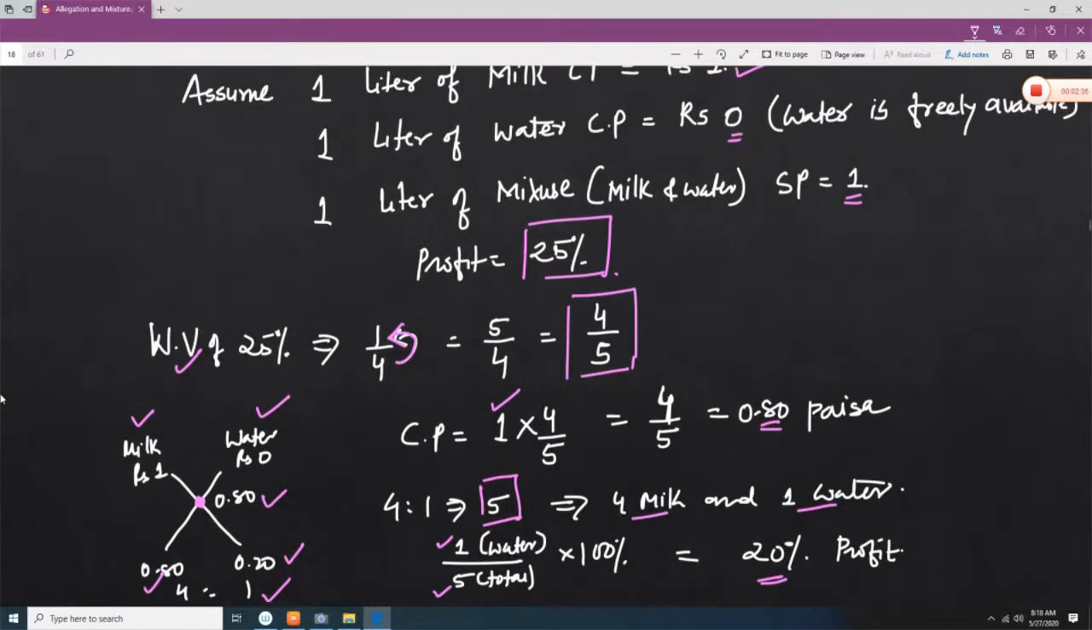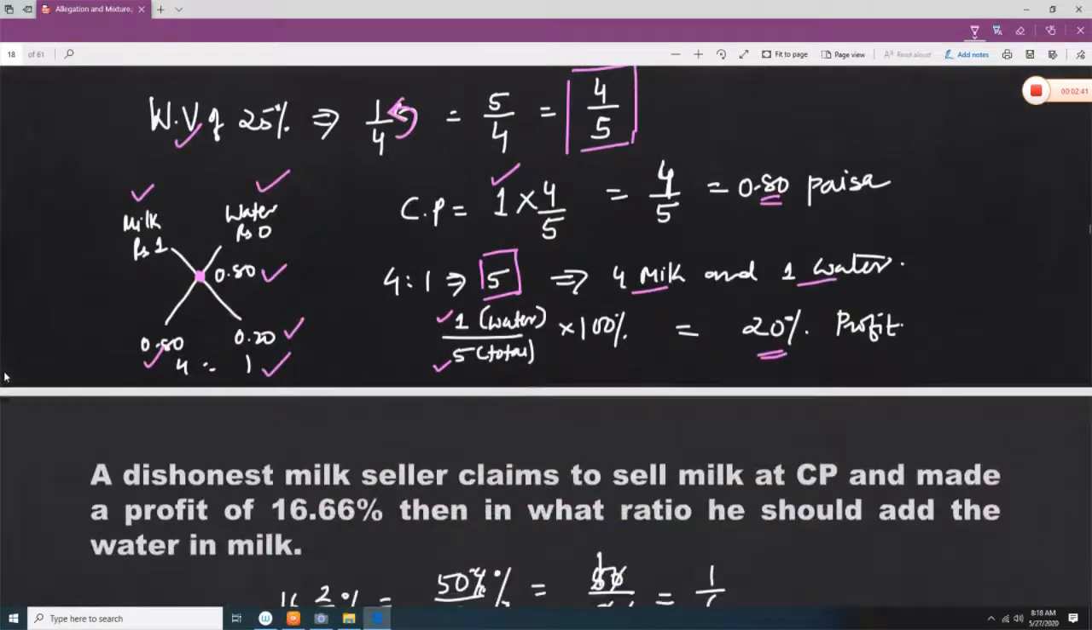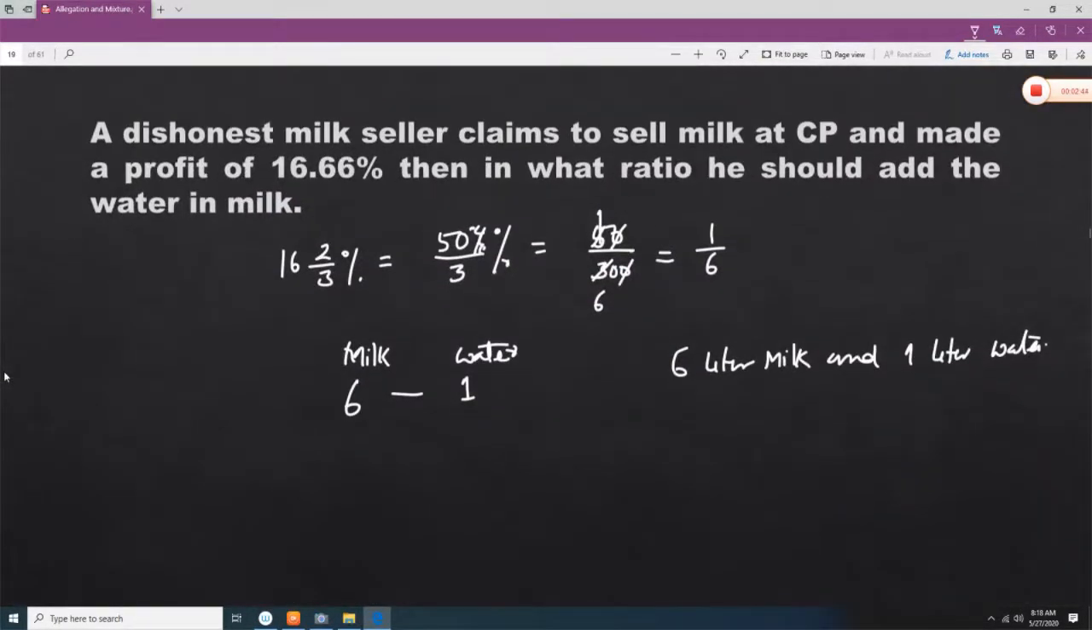Of course it is very important to understand, but you need to follow the short trick which I have already explained to you. A dishonest milk seller claims to sell the milk at Cp and made a profit of 16.66%. Then in what ratio should he add the water in milk? So 16.66% is 16 2/3, that is 50% into 1/3. So 50 into 1/300, that is 1 over 6. 1 over 6 means 1 is to 6. So the total part is 7. Now 6 is the milk and 1 is the water.